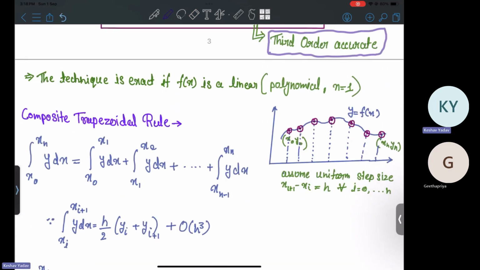Since we have assumed the polynomial as linear, if the function whose numerical integration we wish to find is itself linear, then this technique will give me the exact solution. Suppose we have a known function which is linear. If I solve it using numerical integration with this trapezoidal rule, the value we find will be the exact value of the analytical integration.